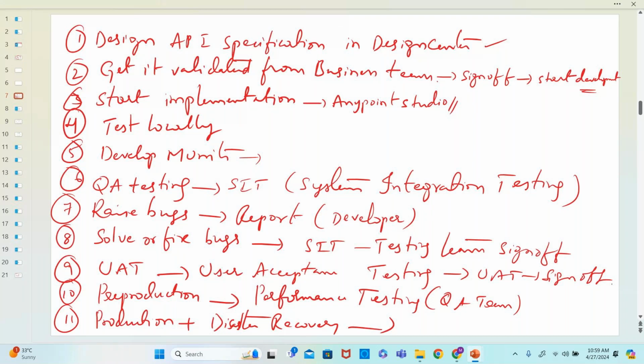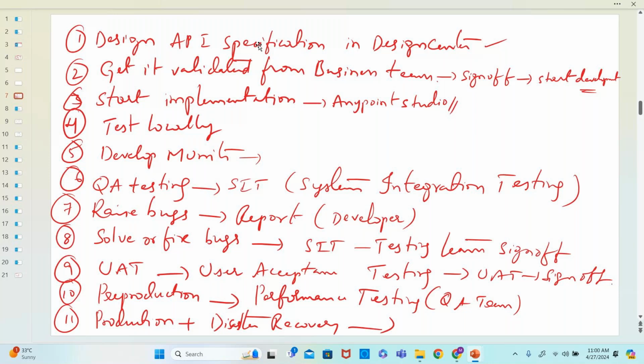Now what is the first environment exactly? Dev environment. Dev means development environment. I will deploy my application or API in the dev environment, and then I will test it. If it is working as per the expected behavior, I'll promote that particular code to the SIT environment. What is the SIT environment?